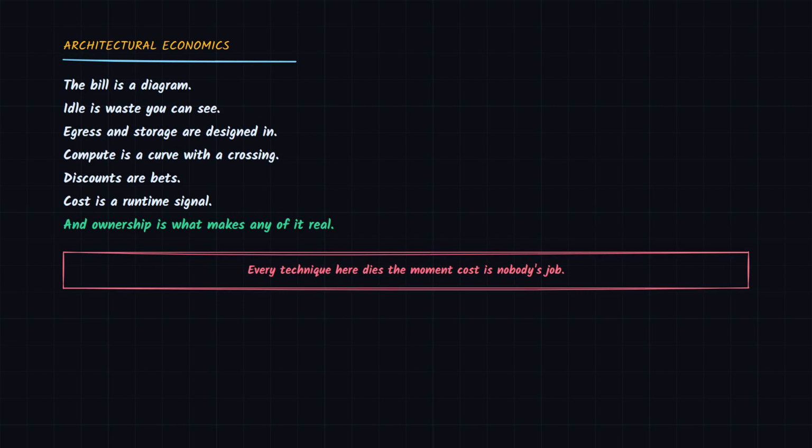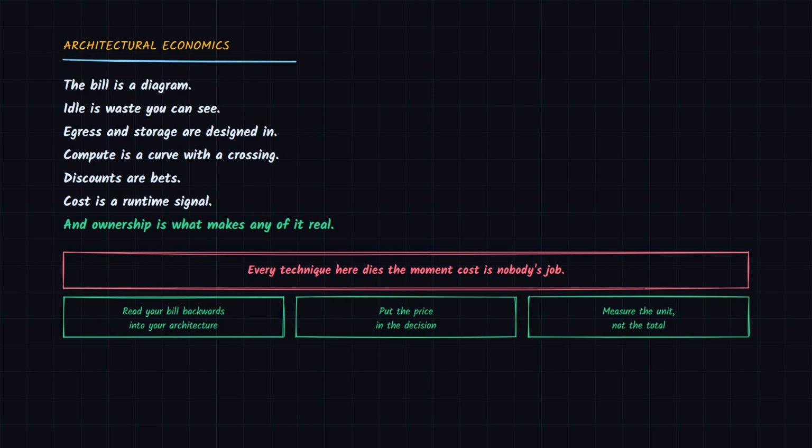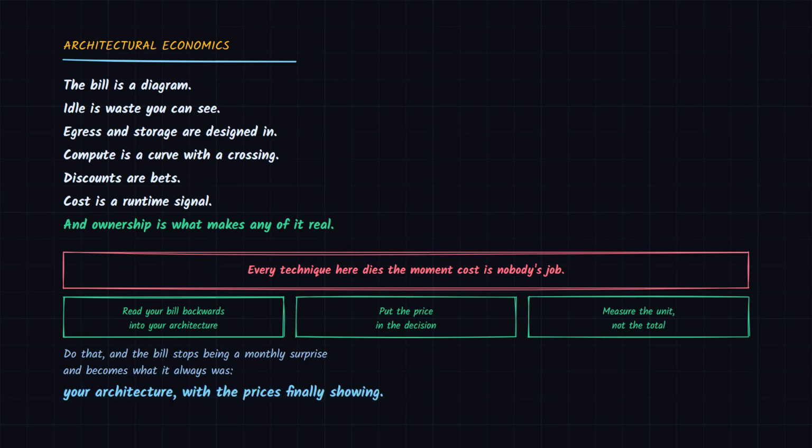Read your bill backwards into your architecture, put the price in the decision, and measure the unit, not the total. Do that, and the bill stops being a monthly surprise and becomes what it always was: your architecture, with the prices finally showing. The full series is linked below.